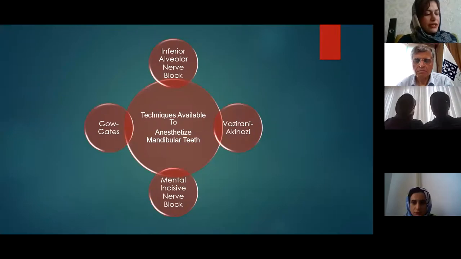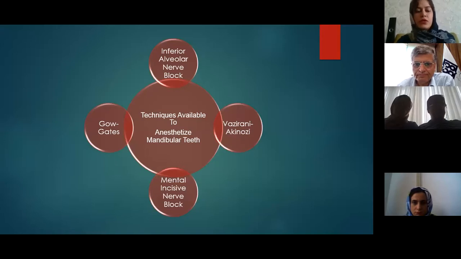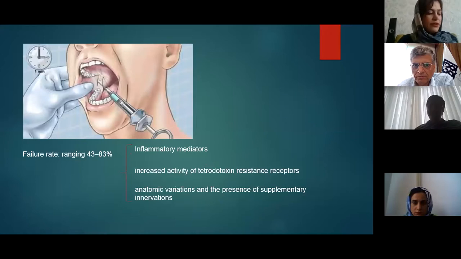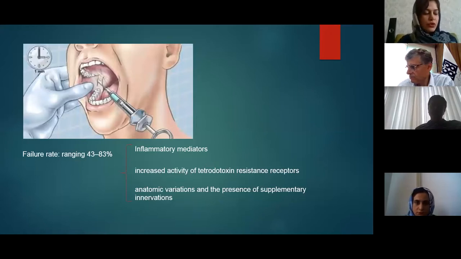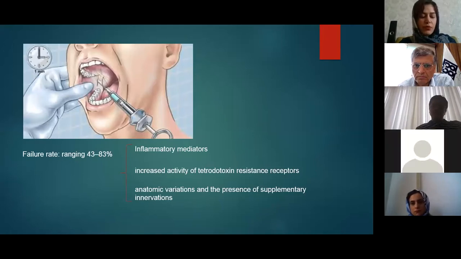Challenge. The regional nerve blocks available to anesthetize mandibular teeth include inferior alveolar nerve block, Akinosi-Vazirani, Gow-Gates, and mental incisive nerve block. Inferior alveolar nerve block is the most commonly used technique for root canal treatment. The anesthetic solution is deposited in the pterygomandibular space. The lingual, buccal, and mylohyoid nerves are not affected.